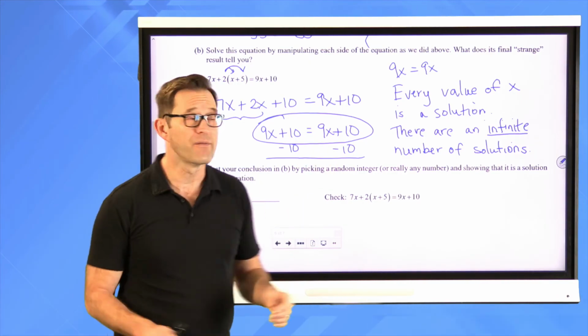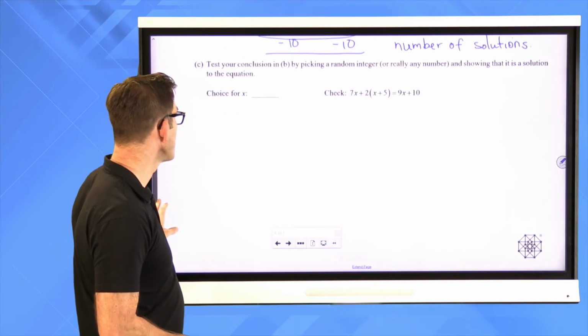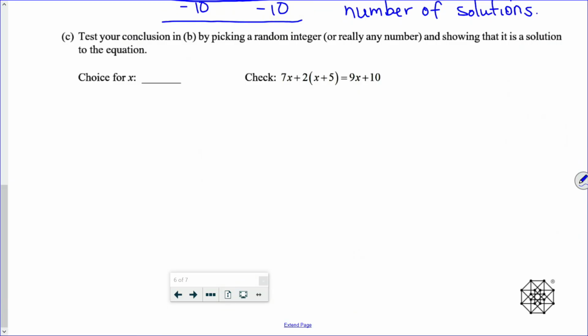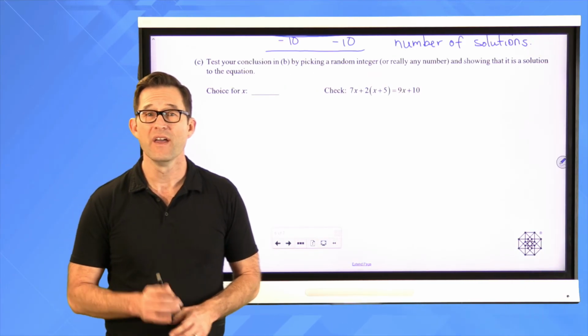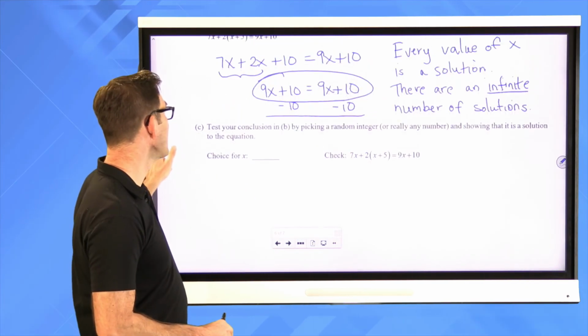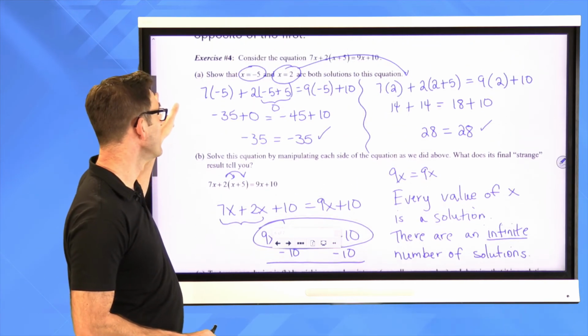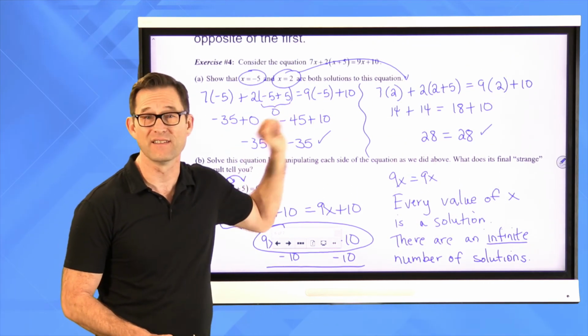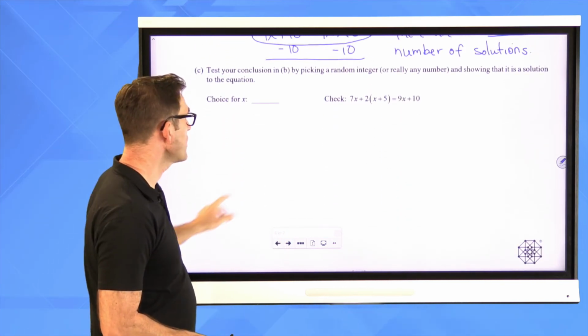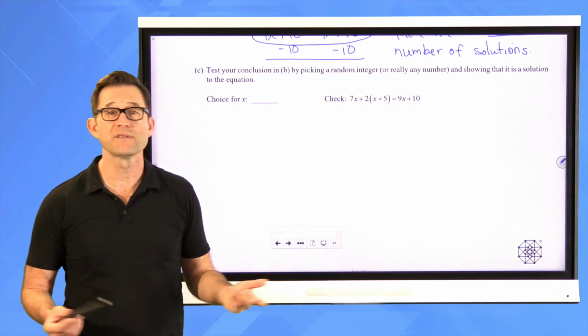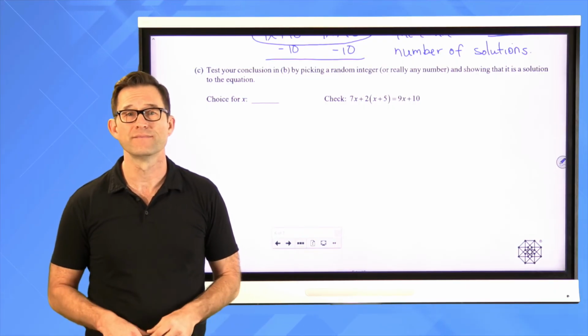Anyway, if every value of x is a solution, let's take a look at letter C real quick. Test your conclusion in B by picking a random integer, or really any number, and showing that it's a solution to the equation. So, what I'd like you to do now is pause the video, pick a number that isn't either one of these two, isn't negative 5 and it isn't 2. Pick any other number, substitute it into the original equation, and show that it's a solution. Pause the video now.